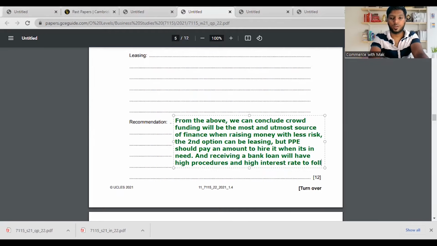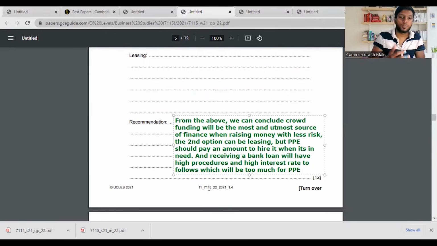Which will be too much for a sole proprietorship business, or too much for PPE. You can say too much for PPE, whatever the ways you can make your answer small.